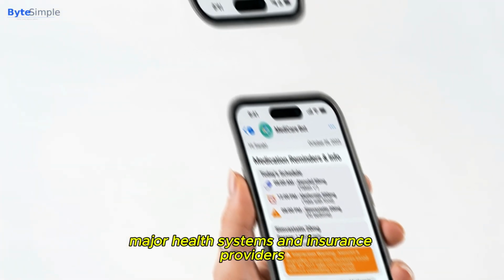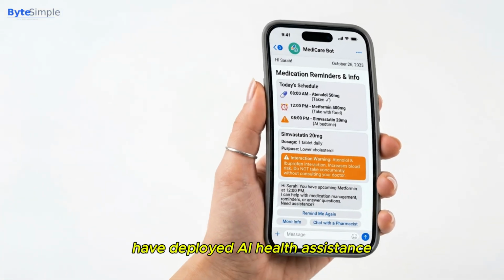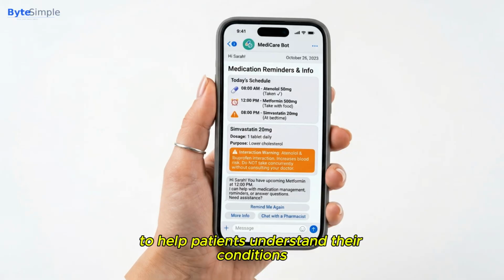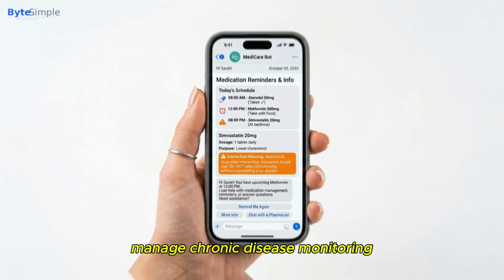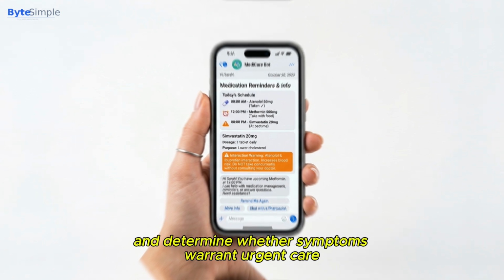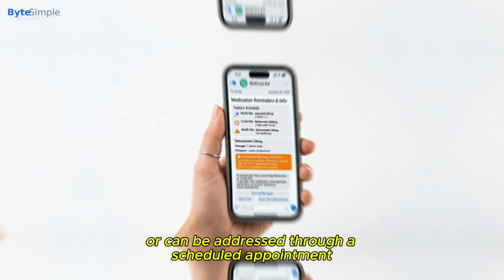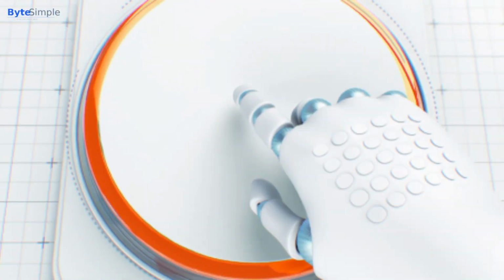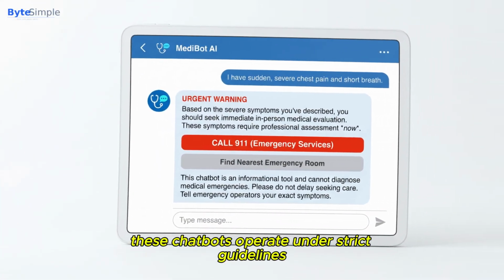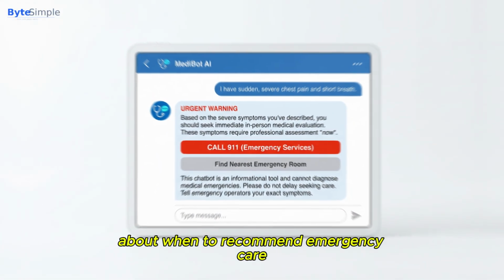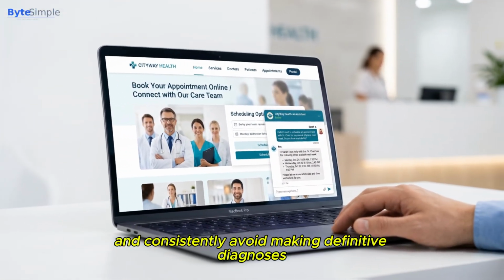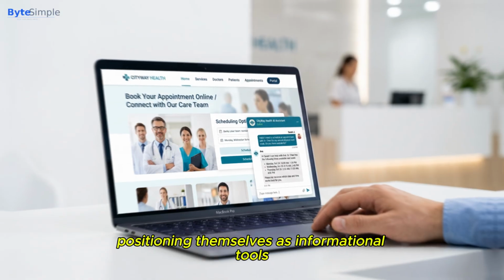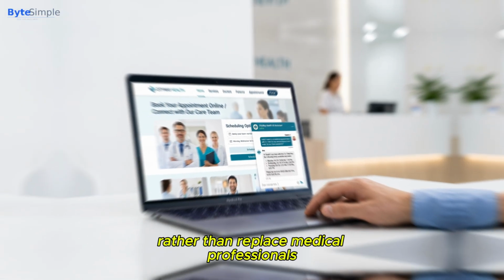Major health systems and insurance providers have deployed AI health assistants to help patients understand their conditions, prepare for appointments, manage chronic disease monitoring, and determine whether symptoms warrant urgent care or can be addressed through a scheduled appointment. These chatbots operate under strict guidelines about when to recommend emergency care and consistently avoid making definitive diagnoses, positioning themselves as informational tools that complement rather than replace medical professionals.